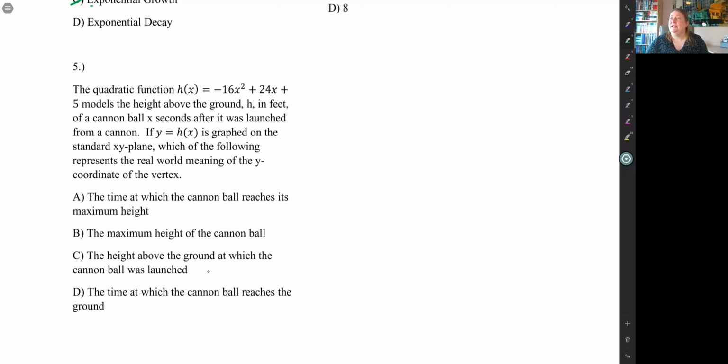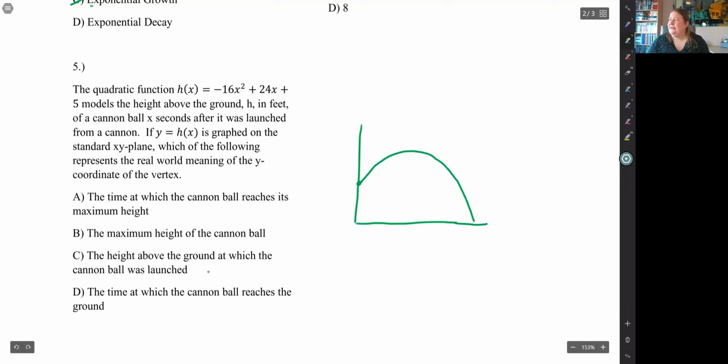It's parabolic motion. So what we have is a cannonball, and we only show the first quadrant when we do these physics questions, because that's all that makes sense. It's shot from a certain height, and it does this parabolic motion. It goes up, and then gravity takes over, and it comes down, and eventually it crashes back into the ground.